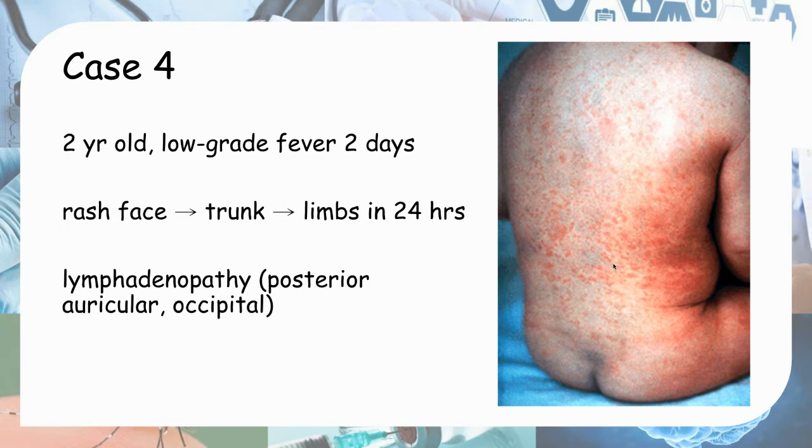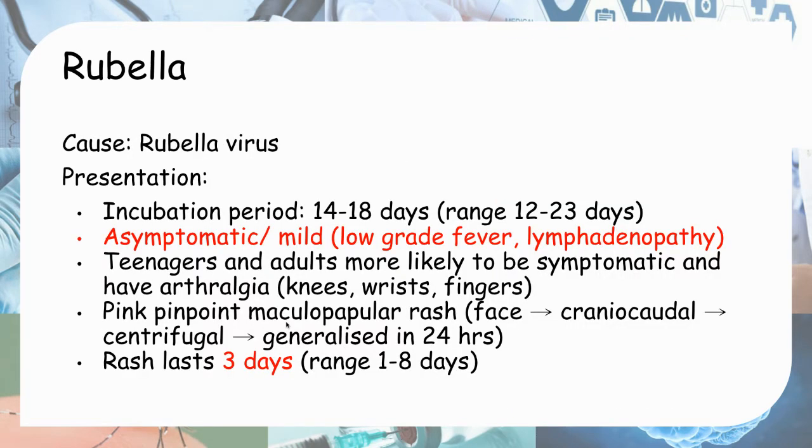It goes from head to toe, cephalocaudal, then centrifugal, much faster than measles. It's associated with lymphadenopathy, especially of the posterior auricular lymph nodes and occipital lymph nodes. So what is this? This is rubella.